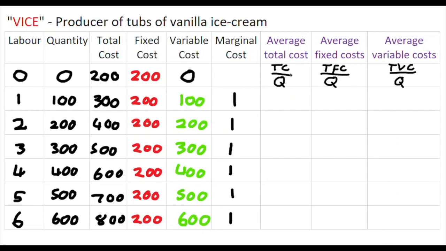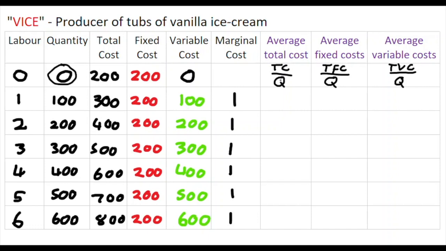Now, the reason I'm putting them on this row here is because we're dividing by quantity, and if we look over to this row, our quantity is 0 at the start and you can't divide by 0. So we can safely put in our formulas here because we're not going to be calculating anything in row number 1. Okay, so our first calculation is for average total cost.